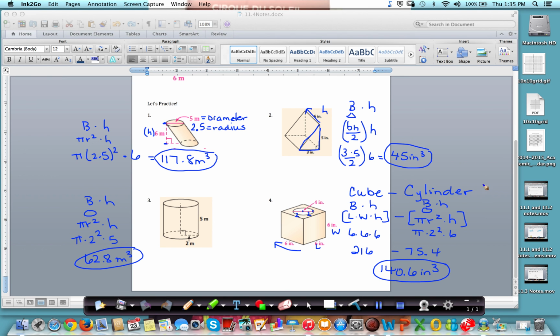So write down what it is you're trying to find. Write down your formulas. Break down your formulas into exactly the pieces that you need. Solve for anything you're missing and plug and chug.